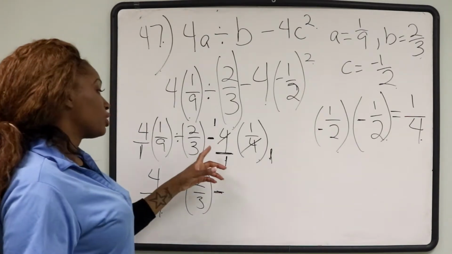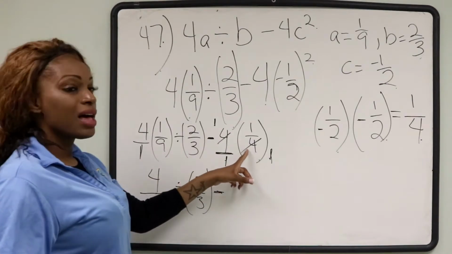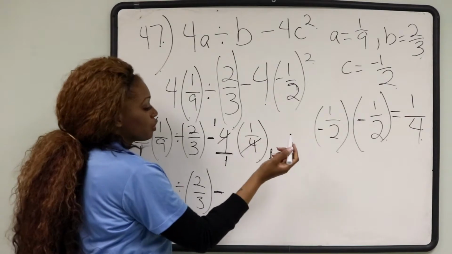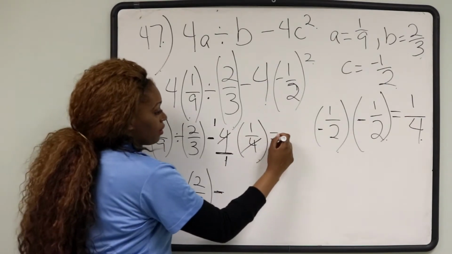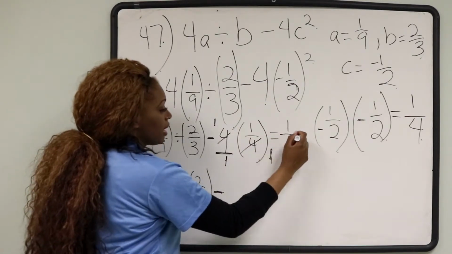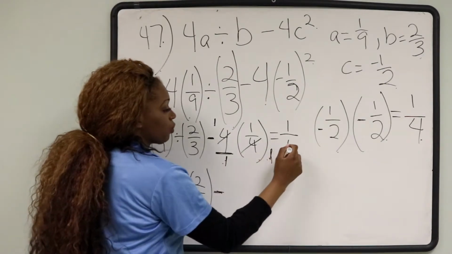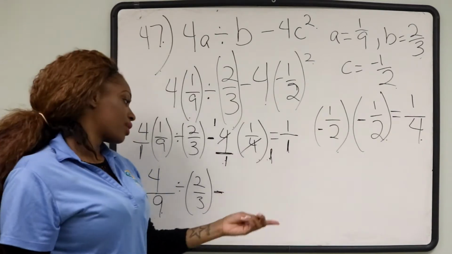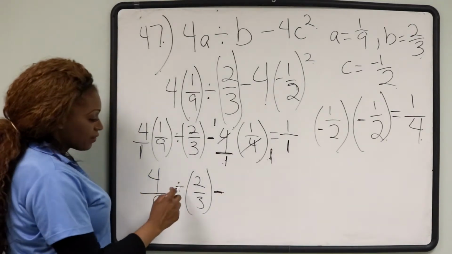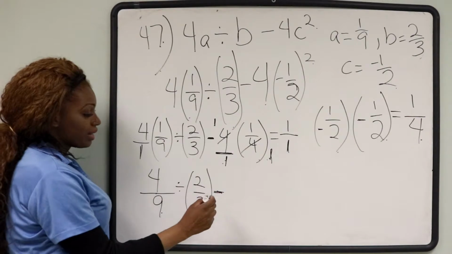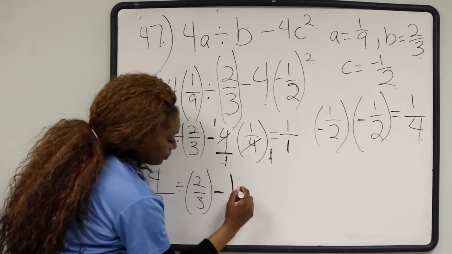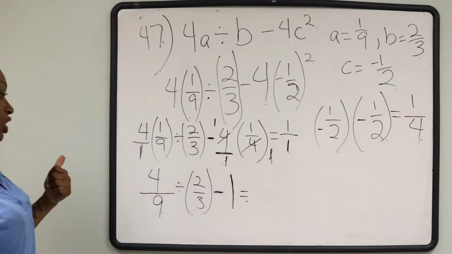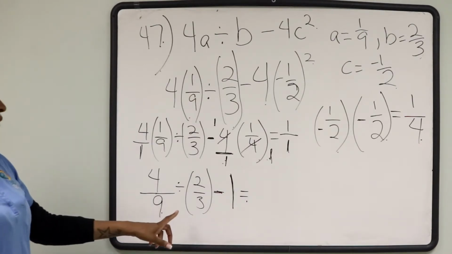So you always want to remember too, when you're multiplying a negative times a positive, you're going to get a negative, okay? So 1 times 1 is going to give us 1, and in the denominator, 1 times 1 is going to give us 1. And 1 over 1 is simply 1, a whole number, okay? So I'm going to do 4/9 divided by 2/3 minus 1, okay? Now our next step is, after you do multiplication, we want to do division, okay?